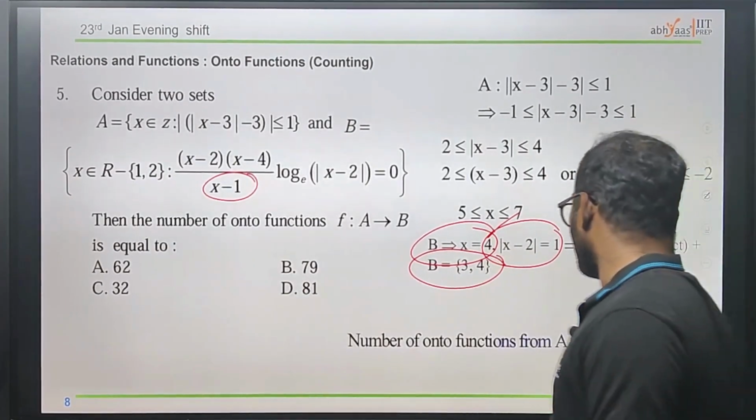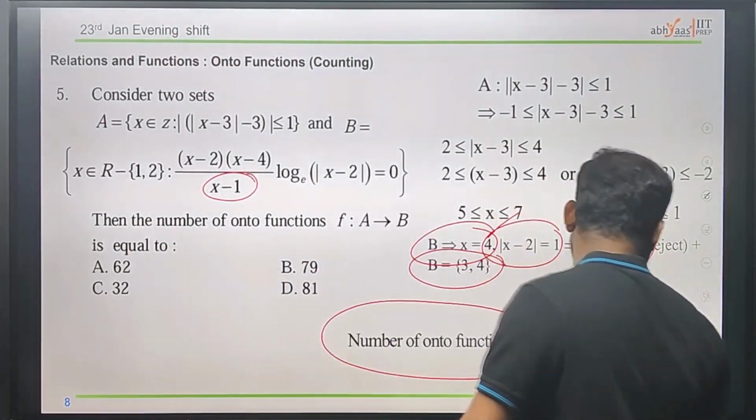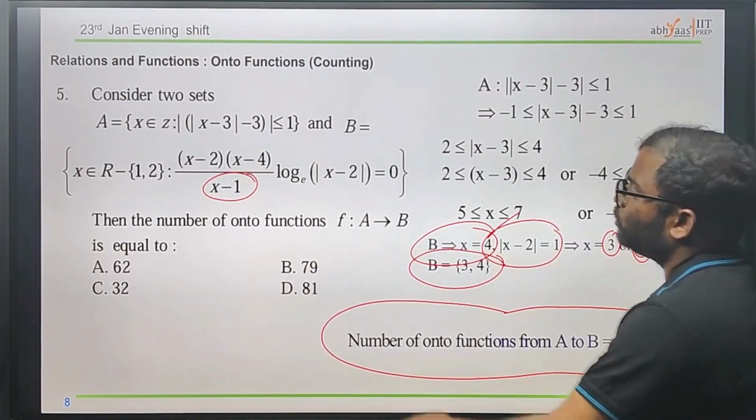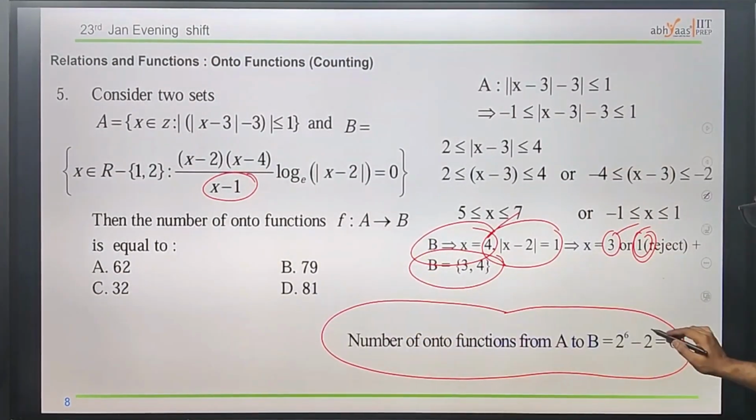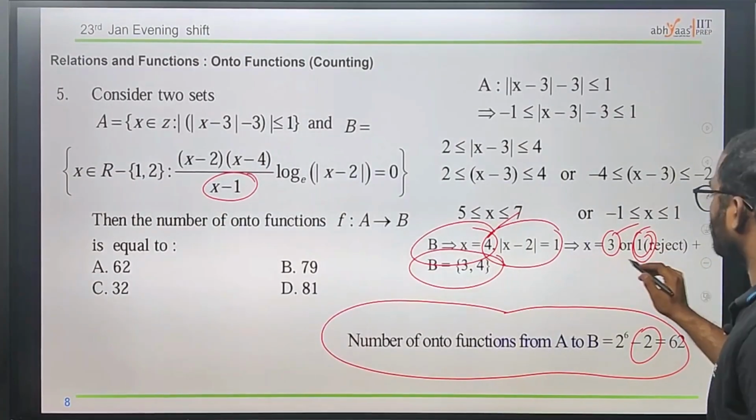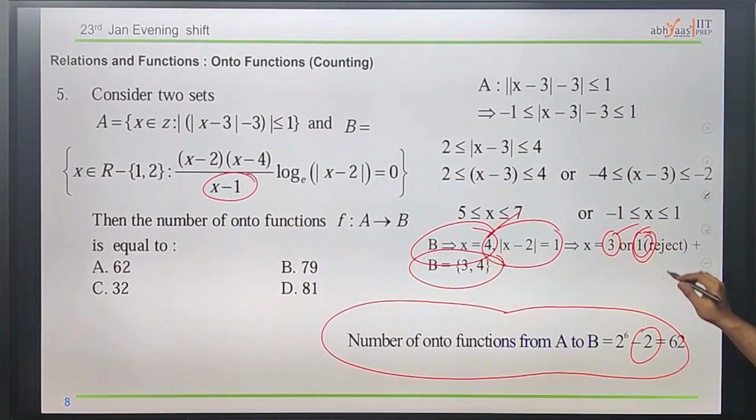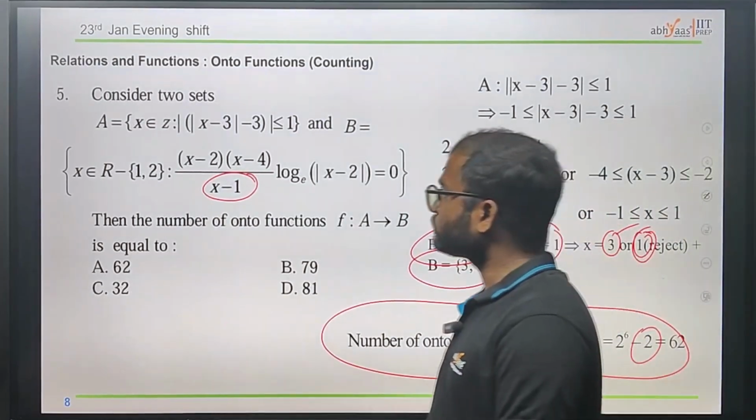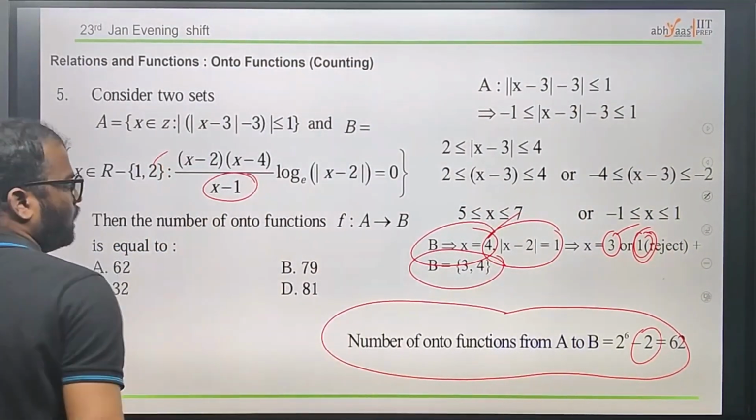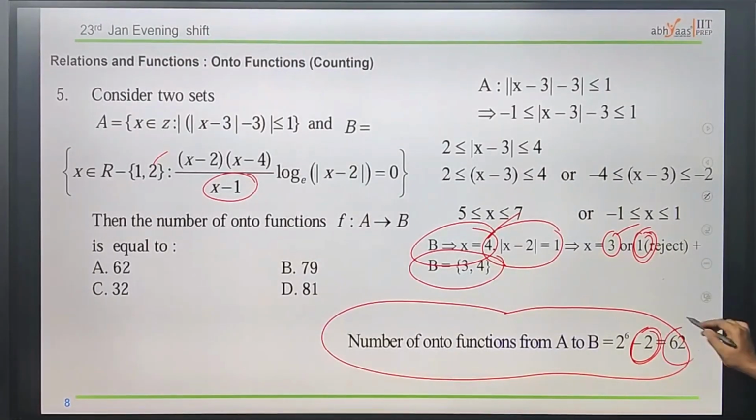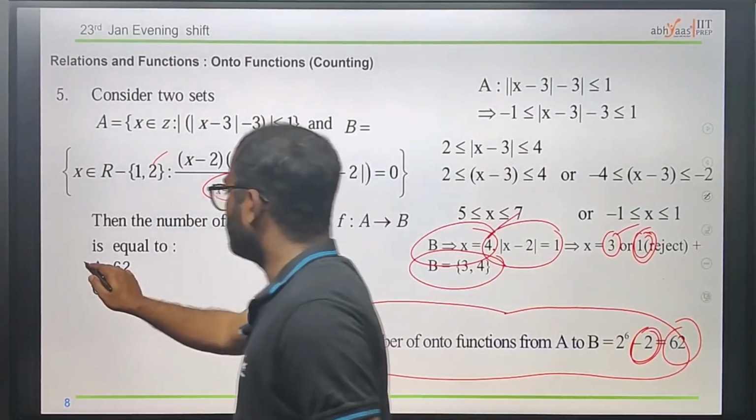Therefore the number of onto functions from A to B, by using the formula, in total we have 2 sets. In this set we have 2 power 6 ways, minus we are just neglecting 3 comma 4. Here we are taking minus 1, we are taking 1 outside, and also 2. I hope you understood. For that reason we are removing the 2 here. We got 62 as the answer.